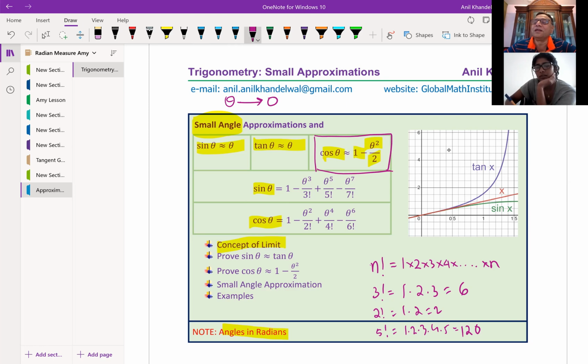Even theta equal to, this theta is in radians, but in degrees, almost about 30 degrees also, if you choose this radian value, it will be pretty close, within 1% error. We'll learn that. So it is not just an approximation, it is a very accurate approximation, many times used for many results.